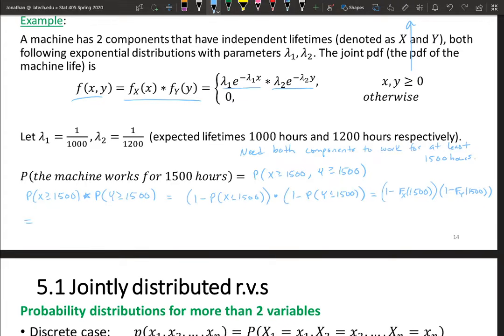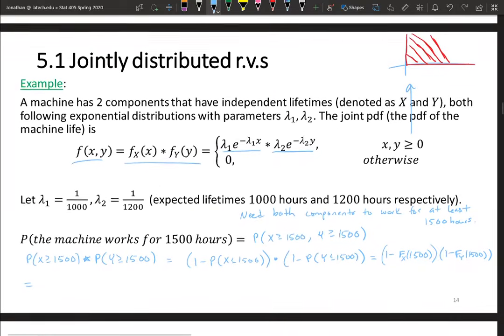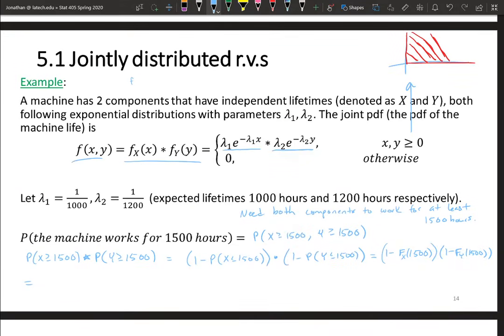And then we have to remember what the CDF was for exponential. Just to recall, f of x, lowercase, was lambda e to the negative lambda x, and capital F sub X of x was 1 minus e to the negative lambda x. So that's basically what we're going to do here.